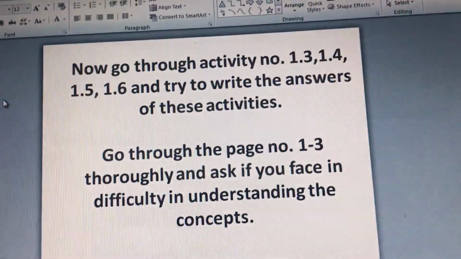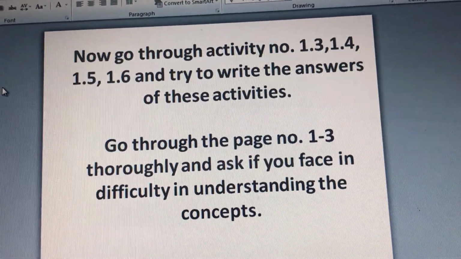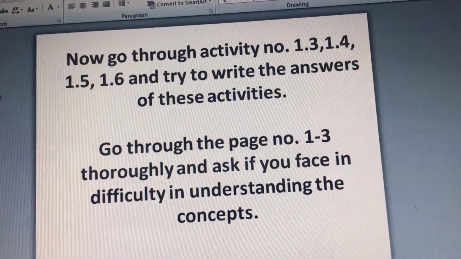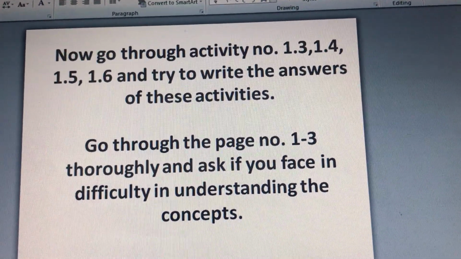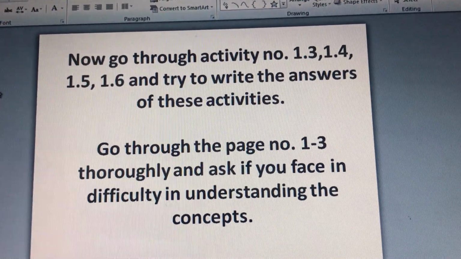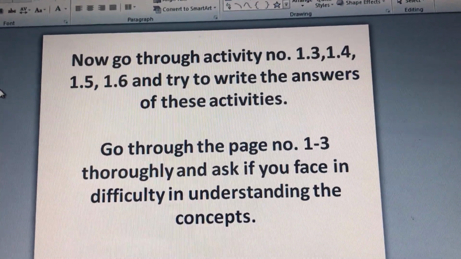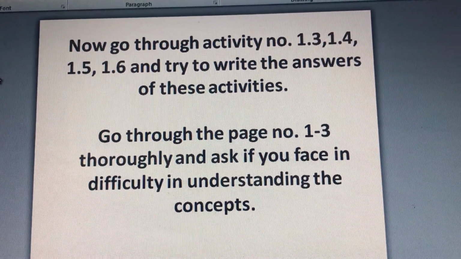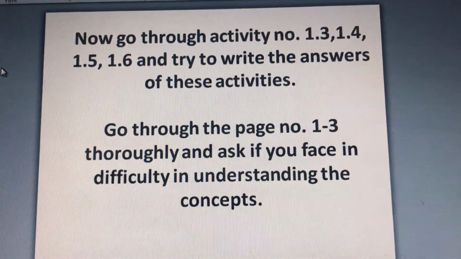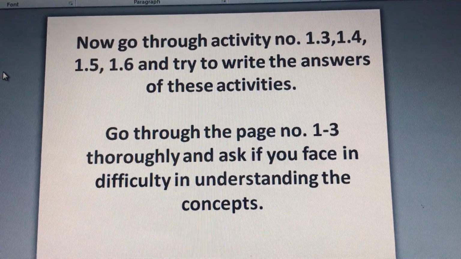Okay, now what has to be done? Go through activities 1.3, 1.4, 1.5 and 1.6, which are given on pages 1, 2 and 3 in your NCERT science book. Once you have gone through the book, if you have any doubts, you can ask questions to clear up your doubts.